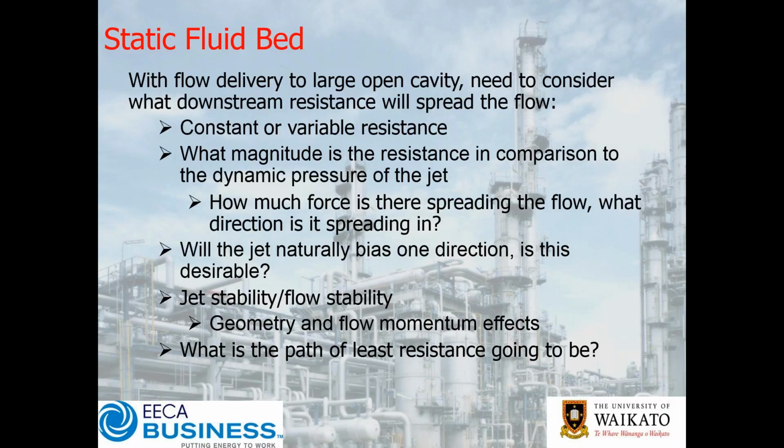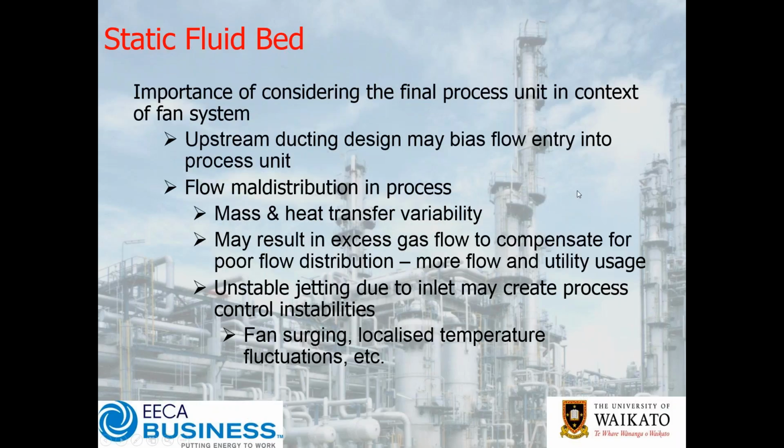There's a magnitude to the resistance in comparison to the dynamic pressure of the air, okay, and how much force is there spreading the flow, what direction is it in, and how does that relate to where the flow is going. There's going to be jets that are naturally biased in one direction. Now you can use that to your advantage in certain situations. Other cases you might need to eliminate it. So obviously the geometry plays a big role, and you need to be very, very careful on how you resolve these sorts of challenges. Very important to get the design right.